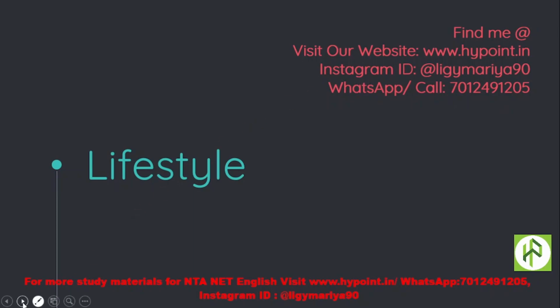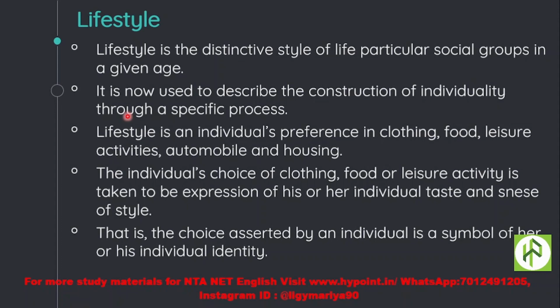Okay, moving on to lifestyle. Lifestyle is the distinctive style of life of particular social groups in a given age. Every group in a society, not everyone's lifestyle is similar. It's a distinct style, and it will be different. The way in which they are arranged, the way in which they are conducting their life, is different.